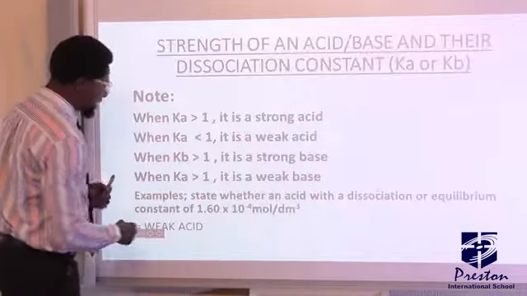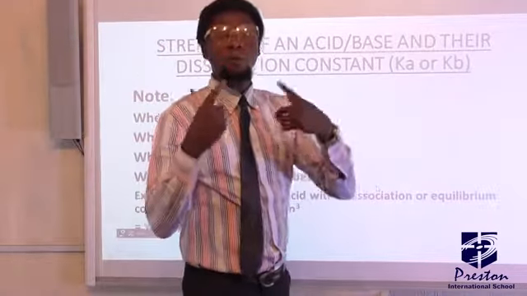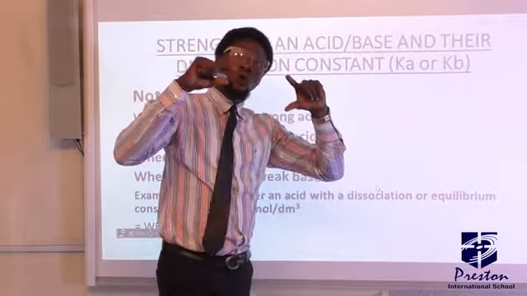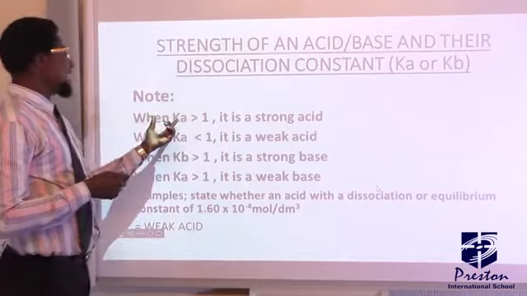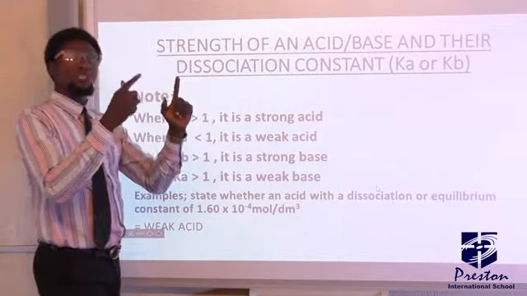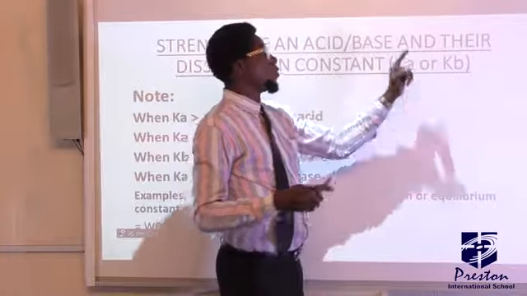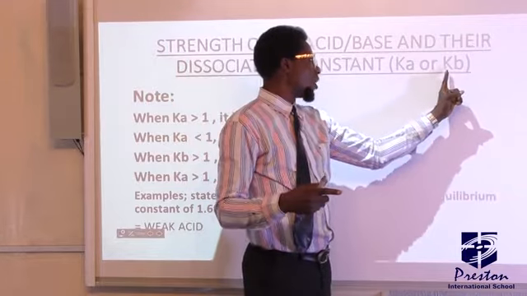We can easily use the dissociation constant or equilibrium constant of an acid to determine the strength of an acid. How do we go about this? Anytime you are dealing with an acid, you call it the dissociation constant of acid, Ka. While when you are dealing with a base, you call it the dissociation constant of a base, called what?